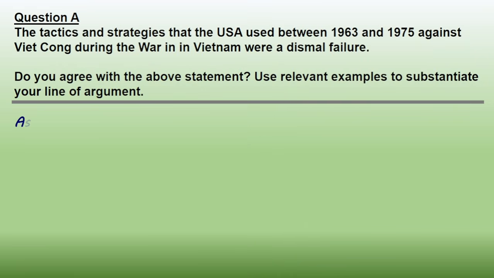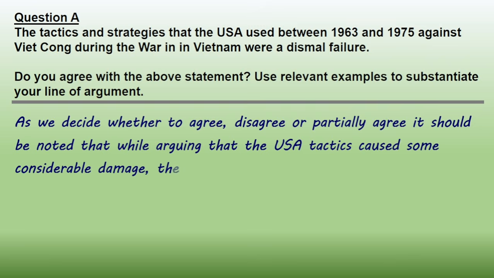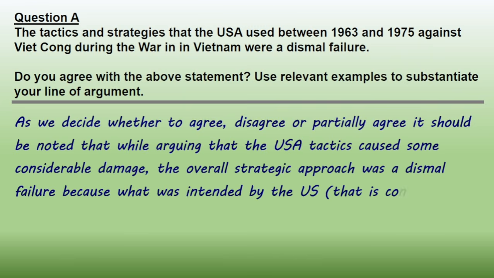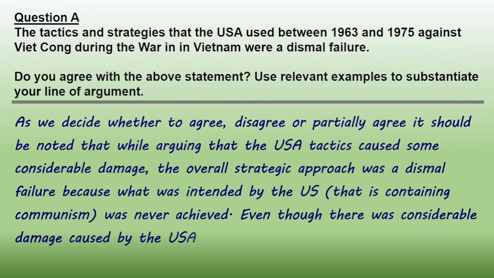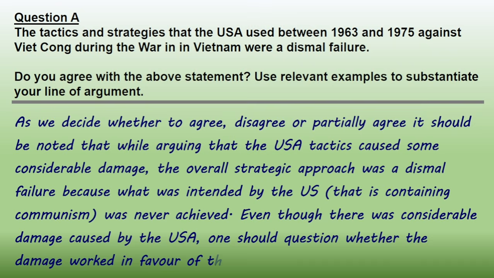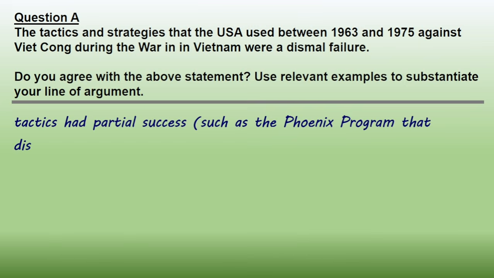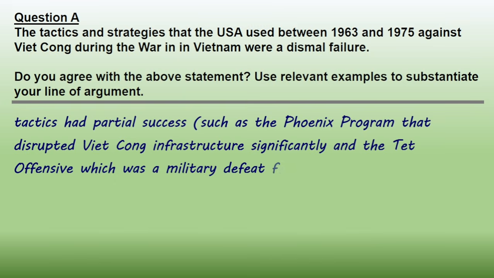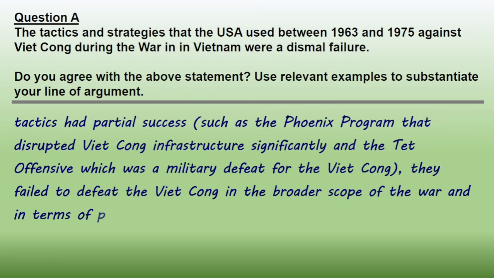For question A, as we decide whether to agree, disagree, or partially agree, it should be noted that while arguing that the USA tactics caused some considerable damage, the overall strategic approach was a dismal failure because what was intended by the United States, that is containing communism, was never achieved. Even though there was considerable damage caused by the USA, one should question whether the damage worked in favor of the USA or against it. Although some tactics had partial success, such as the Phoenix program that disrupted the Viet Cong infrastructure significantly, and the Tet Offensive, which was a military defeat for the Viet Cong, they however failed to defeat the Viet Cong in the broader scope of the war and in terms of preventing communism.